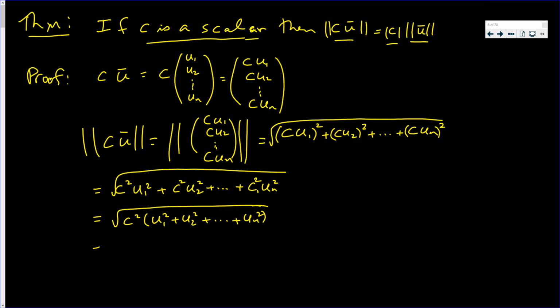And the square root of a product is a product of the square roots, as long as none of these are negative. Well, C squared is not negative, and U1 squared, U2 squared, none of those are negative, so their sum won't be negative. Okay. Now the square root of C squared is the absolute value of C. And it turns out that the square root of that is the length of U. There's the proof.